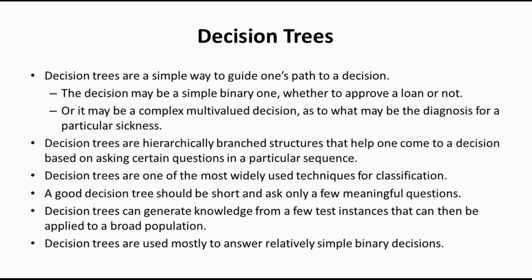Decision trees are used mostly to answer relatively simple binary decisions. When you have multi-valued decisions or multi-level classifications, usually we don't use decision trees. We go to something called artificial neural networks for such kinds of problems. But when you have very simple problems where we have binary decisions, we can use decision trees.